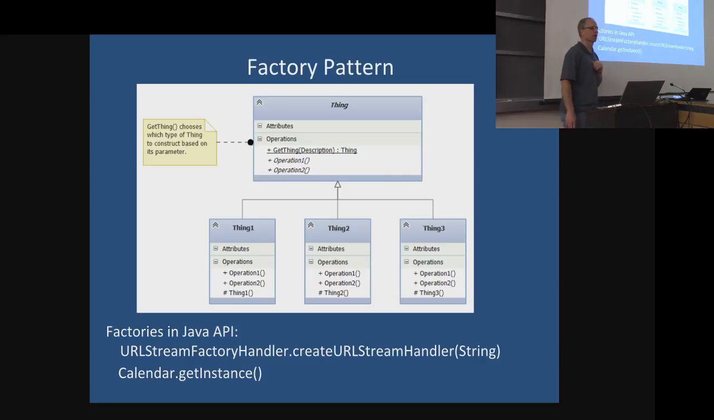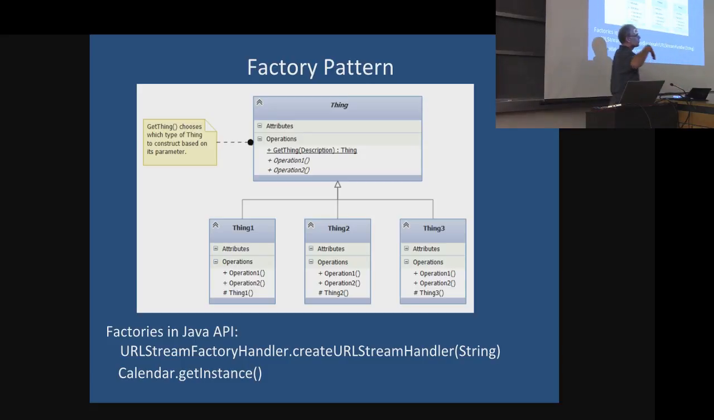I think I'll show you one more. There's something called the factory pattern that you run into all the time. So here's the idea. The Calendar class in Java has a getInstance method. There are different kinds of calendars. It's easier to explain up here. Suppose you have three related kinds of things. You have an abstract class called Thing, and then you have different types of things.